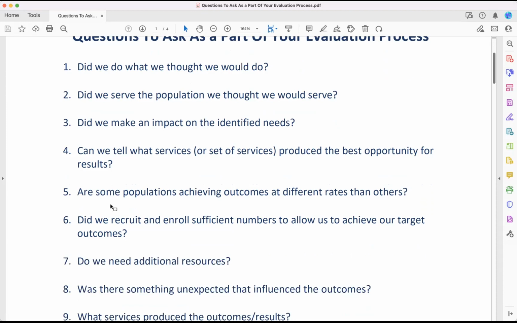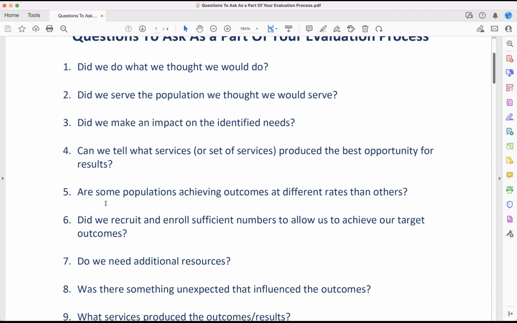Okay, so number 5, are some populations achieving outcomes at different rates than others? So you might find that even within your pool of program participants, some are thriving and others might be struggling. And that's going to help you to know what some underlying reasons might be as to why some of your folks are doing better than others. The more you can communicate with your program participants to see what's going on in their lives, see how they're experiencing your program, see whatever feedback they may have for you, all of that is going to be helpful in terms of developing your programs even further.